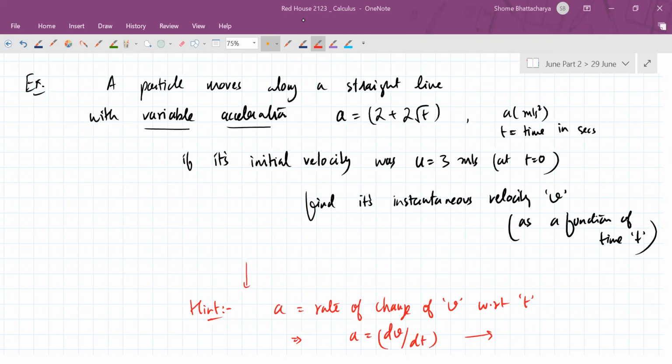Now, if you interpret it like we did in the last question, acceleration is the rate of change of velocity. So dv by dt is this known function, 2 plus 2 root t. So v should be what? It should be the antiderivative of this.